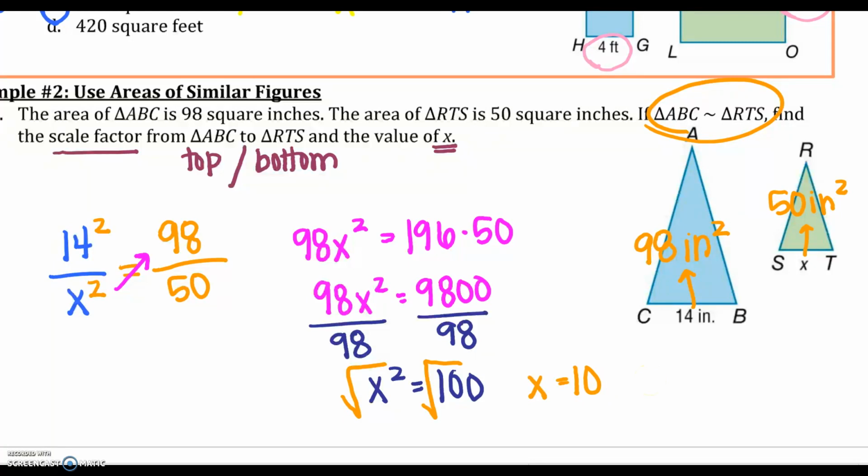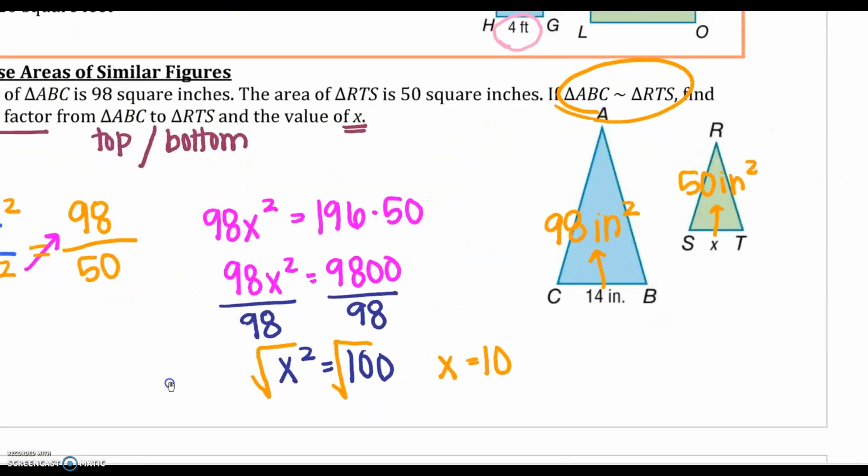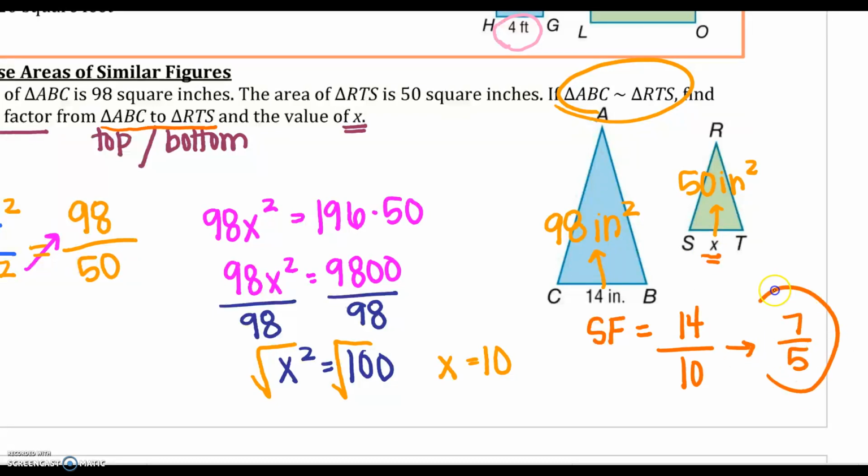Now I have to find my scale factor. Notice it does not say area scale factor. So when it asks for the scale factor of ABCD to RST, I'm going to put ABC on top. So I would say 14 over x, which is 10, and I'm going to reduce that to get 7/5. That's my scale factor.